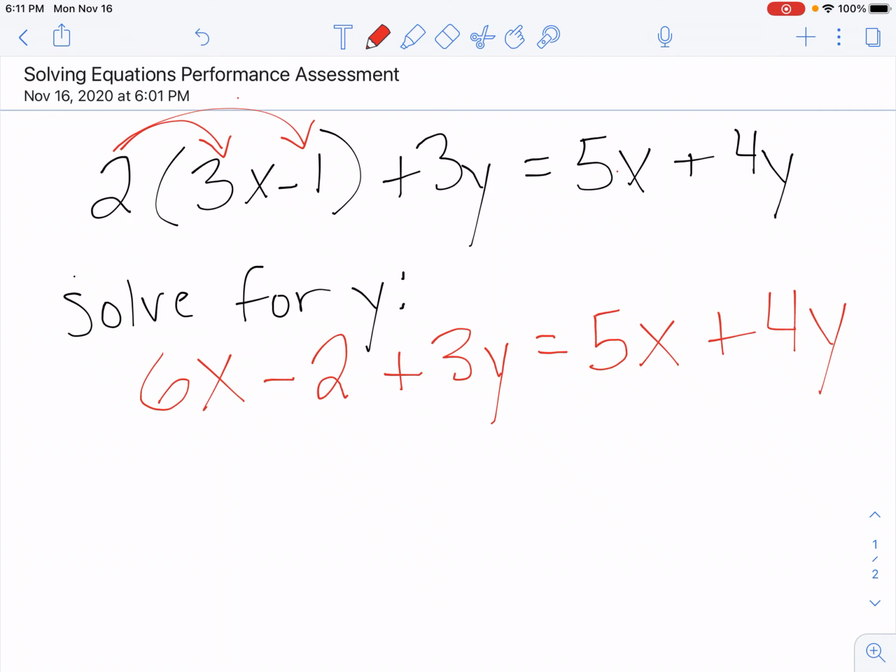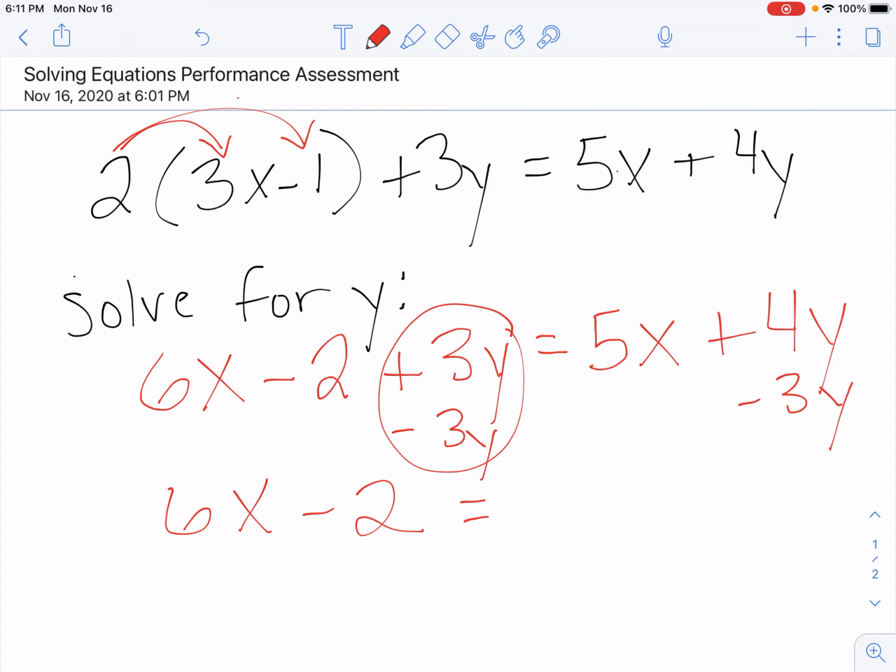All right, my goal is to get the y's alone, so I can see that I have y's on both sides of my equal sign, and so I'm going to start by taking 3y away from each side. Here, this makes a 0. So on the left, I'm left with 6x minus 2 equal to 5x. And then on the right, I have 4y minus 3y, so I know that that is a 1y, or just y.